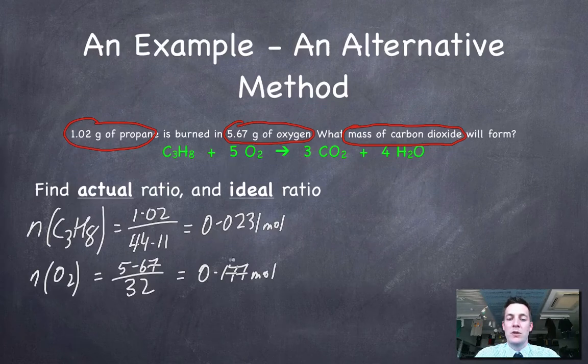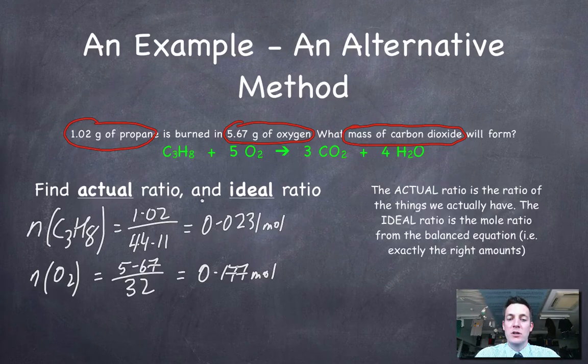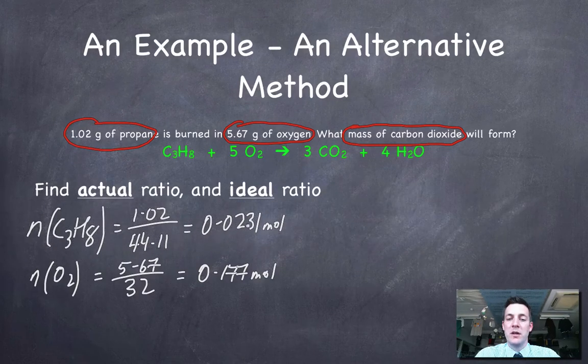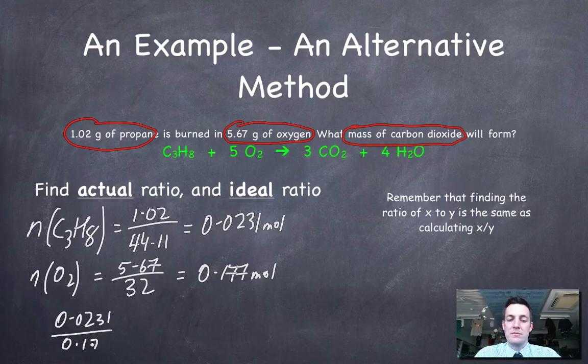But what I'm going to do now is compare the actual ratio to the ideal ratio. I'm also going to show you that it doesn't matter which way round you do things, so this is a kind of foolproof method. If I take the number of moles of propane and divide it by the number of moles of oxygen, 0.0231 over 0.177, that's the actual ratio of these two substances that I had.